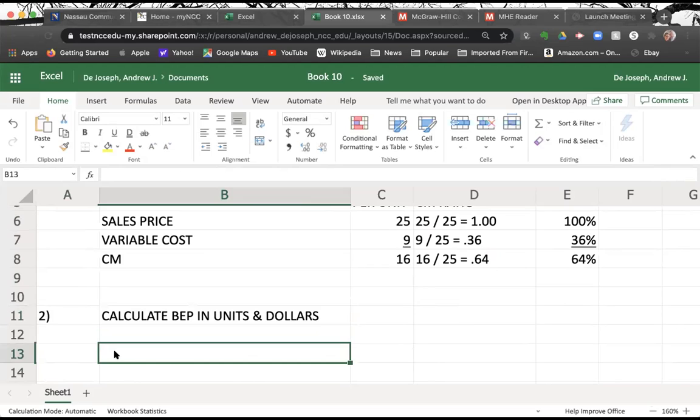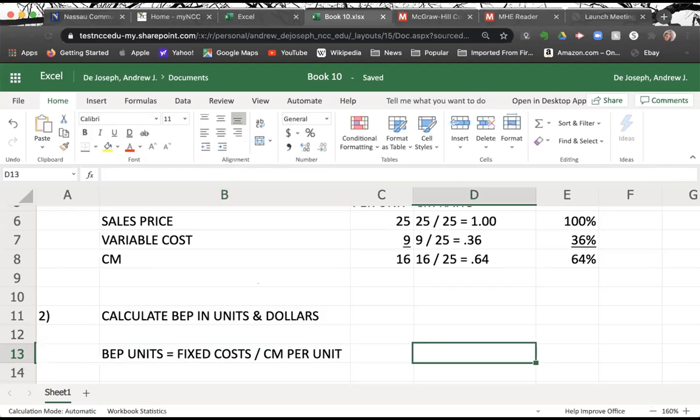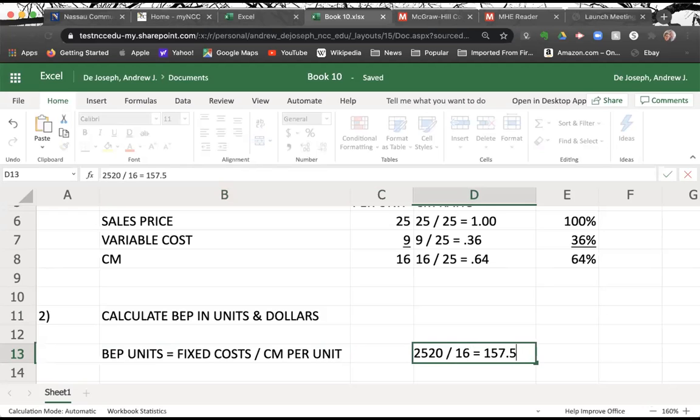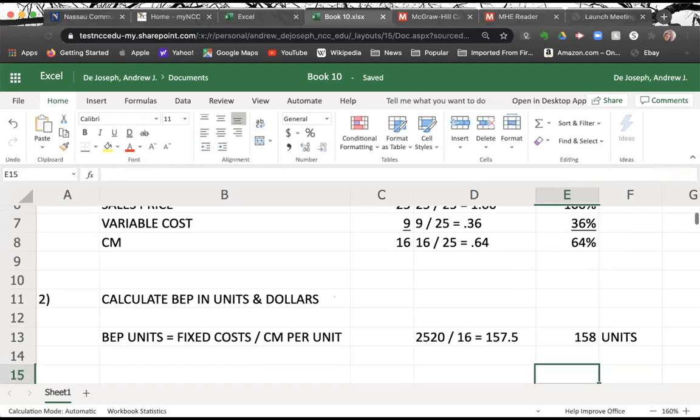In units, break-even point in units is equal to what? Fixed cost divided by contribution margin per unit, right? So in our particular case in this problem, the fixed costs were 2,520. The contribution margin was $16 a unit. That comes out to 157.5. But how can you sell half a unit, right? You have to round it up to 158 units, right? So 158 units to break even.